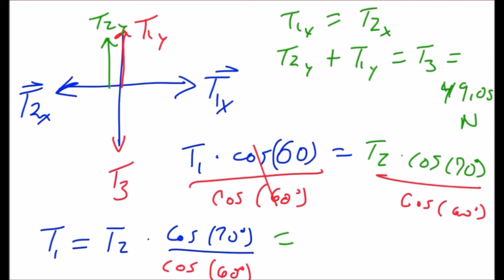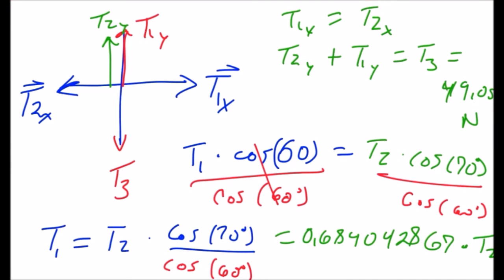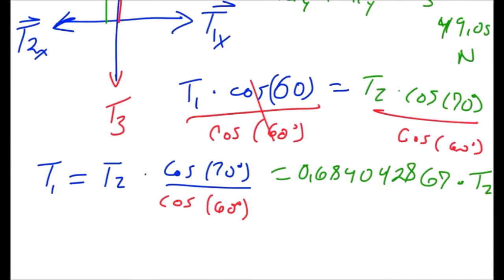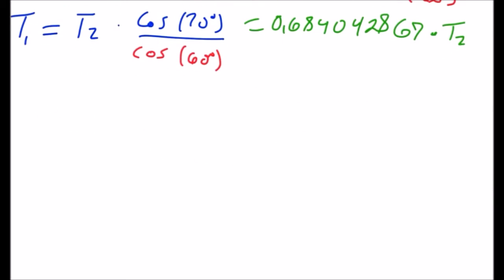All right, let's see here. Cassie. 0.6840402867. No, there's no unit there. Just that number. All right, so all of that stuff times T2. Okay, so we have our equation then of T1. T1 is equal to all this stuff times T2.